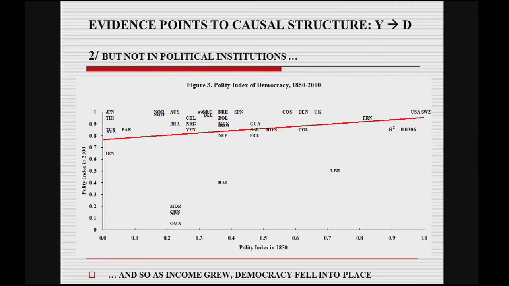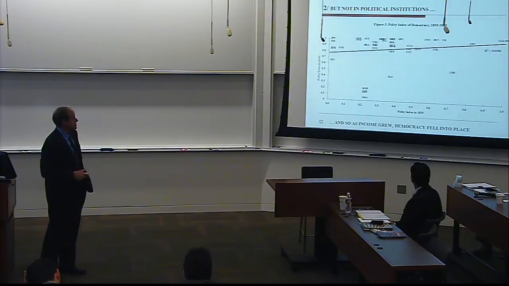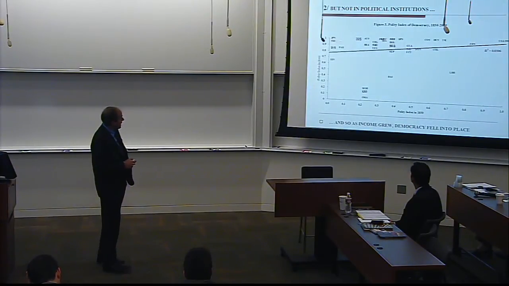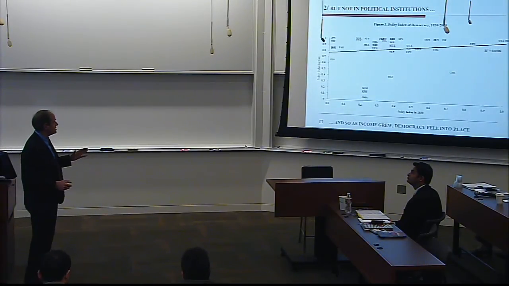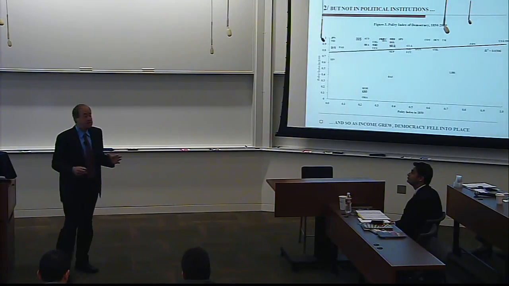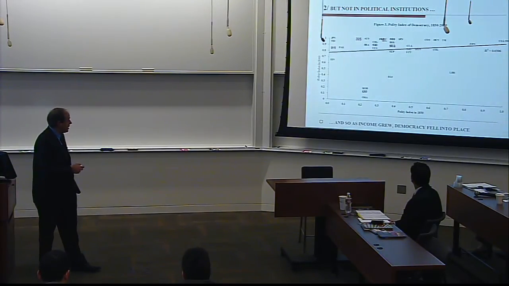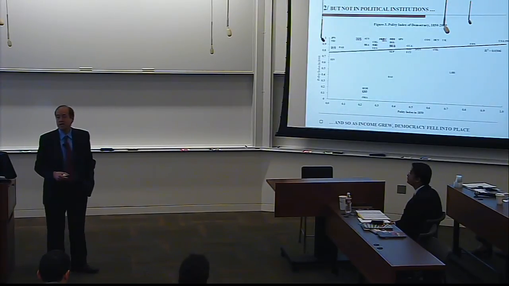But when you look at democracy, this is a graph that shows in the horizontal axis for all these countries the polity index normalized 0 to 1 in 1850, and then the polity index in 2000, 0 to 1. What we see is that in 2000, for these countries, most of them now are democratic. It's not the whole universe of countries, since this is based on countries for which we have income data in 1850, but most of them now are democratic, yet in 1850, many of them were not.